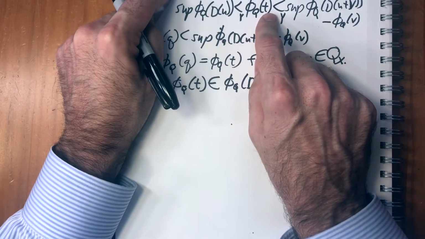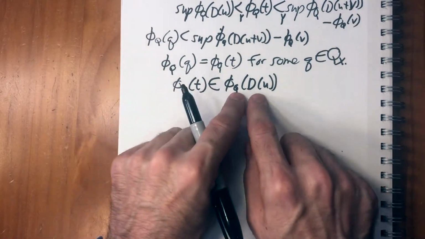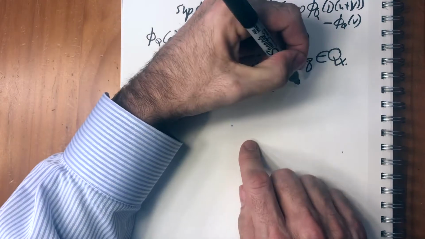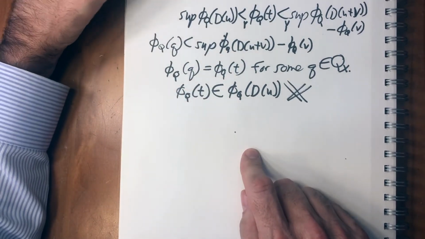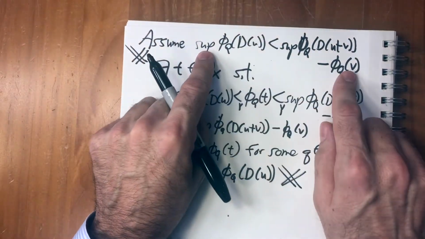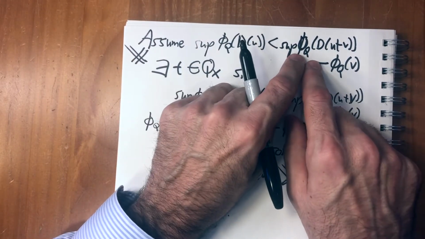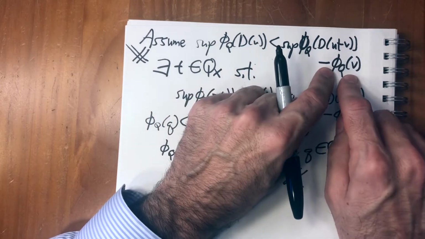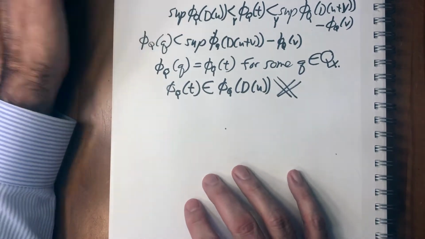That was our assumption. And we just showed that if that's our assumption, then in fact phi q is an element of this. That means that our assumption must be wrong. So our assumption is wrong, therefore this is not true. The supremum of phi q of du is not less than the supremum of phi q of du plus v minus phi q of v. Therefore, we've done what we wanted to show.